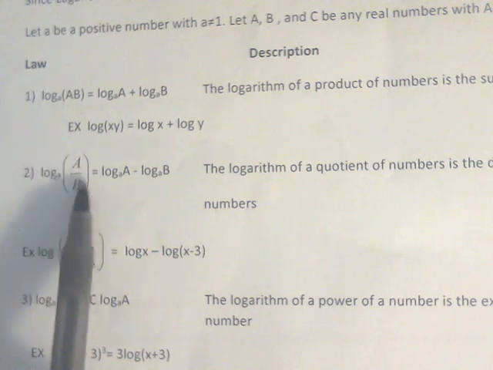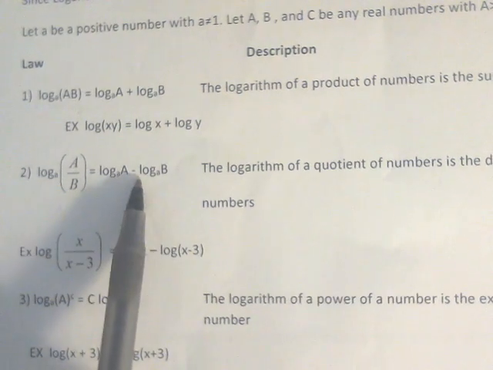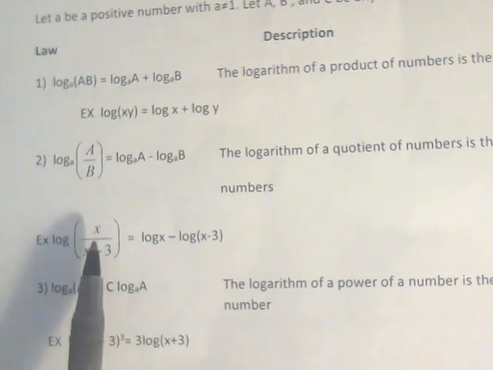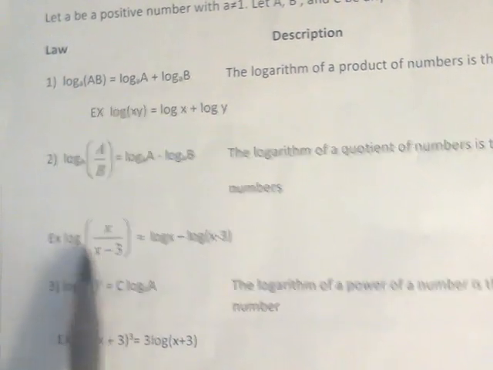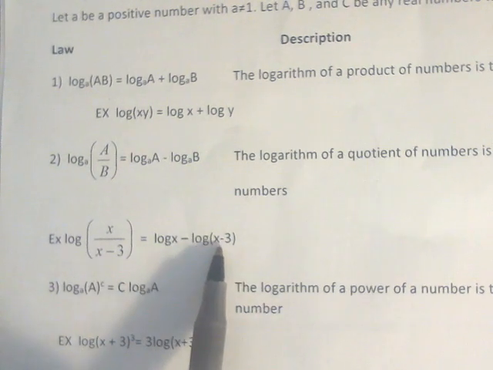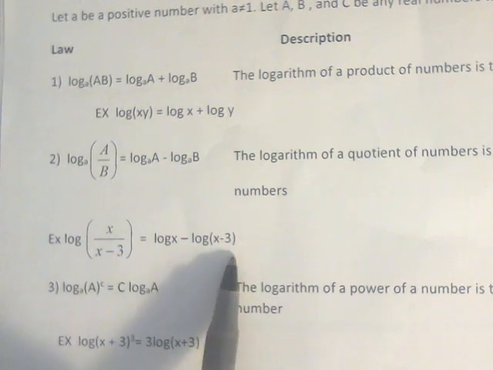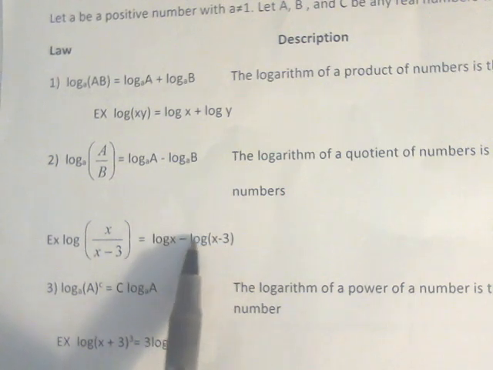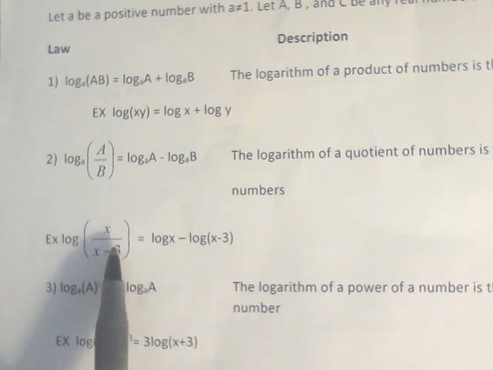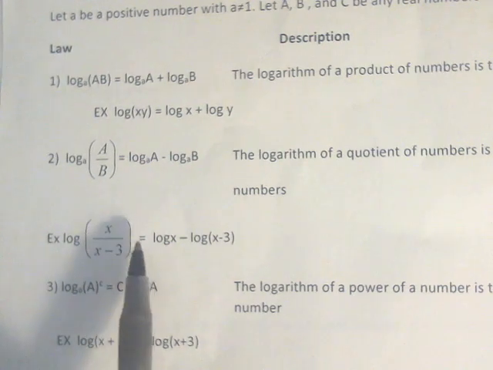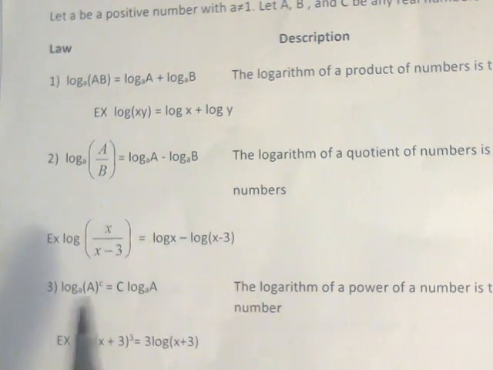If you have the log of a quotient, it's the log of the numerator minus the log of the denominator. So an example would be a logarithm of x over x minus 3, log x minus log of x minus 3. That's all you can do with this. You can't do anything to this x minus 3 because the logarithm is not like multiplying. You're not multiplying. The logarithm is kind of similar to the square root of x minus 3. There's nothing you can do with that. That's just what it is.